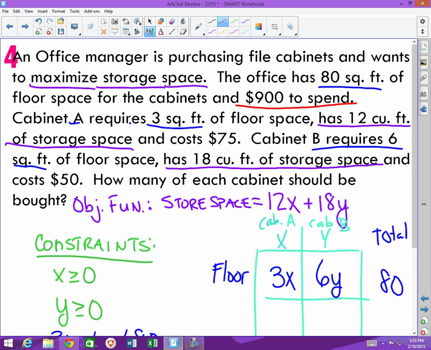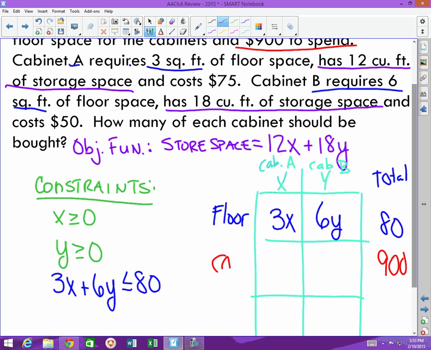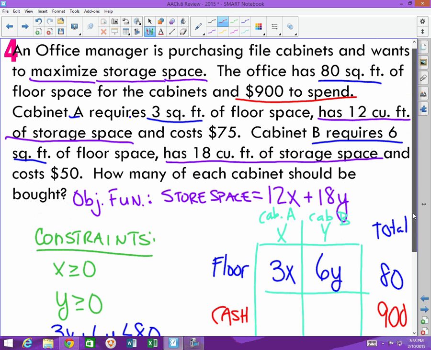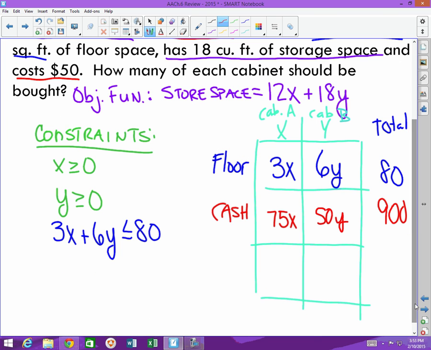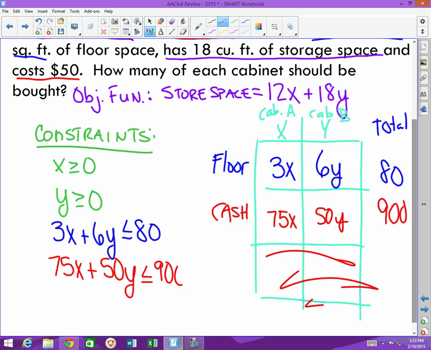All right. So then what else do we have here? And we have $900 to spend. So that would be our cash amount. And it says in here that cabinet A costs $75, so 75x. And cabinet B costs $50, so 50y. And there's no other information. And so we have 75x plus 50y is less than or equal to 900.